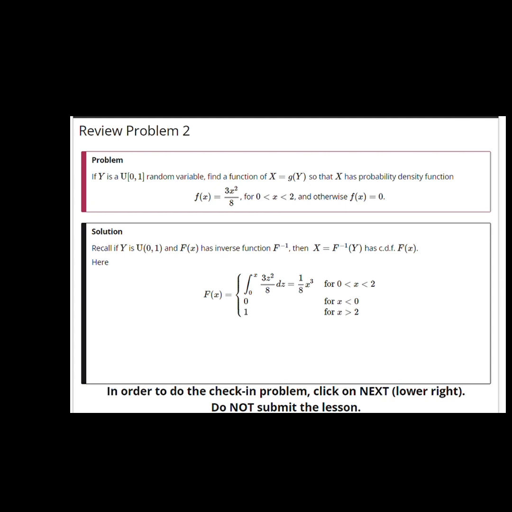Again, we need to find the inverse of F, so we solve F of x equals z, where z is in the interval from 0 up to 1. That gives us 1/8 x cubed equals z. And solving that, x is equal to 2 z to the power 1/3, the cube root of z. So the random variable we're looking for, the function we're looking for, is g of y equals 2 times the cube root of y. It has the required cumulative distribution function.